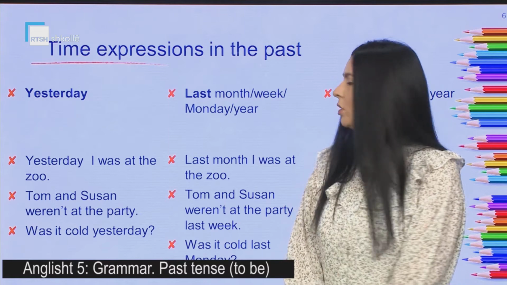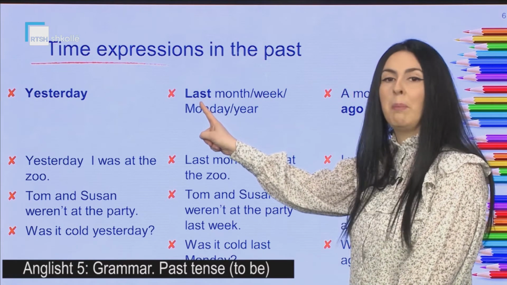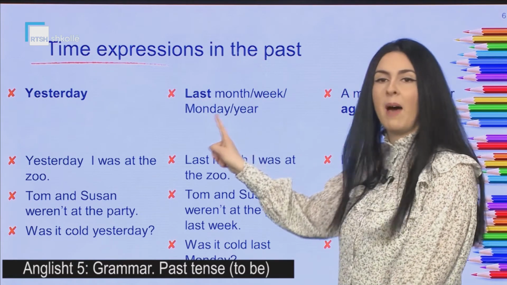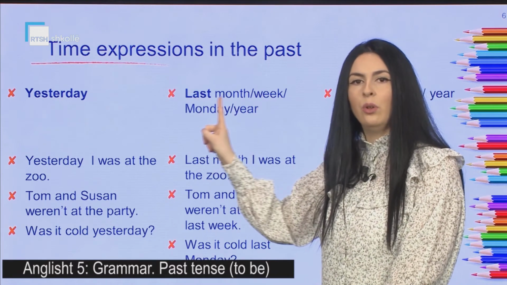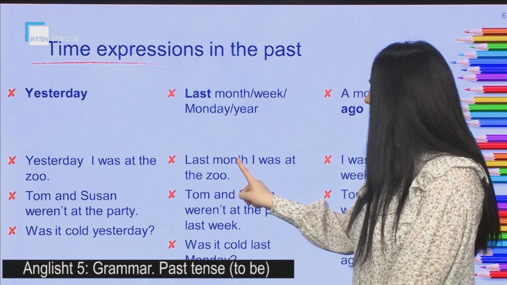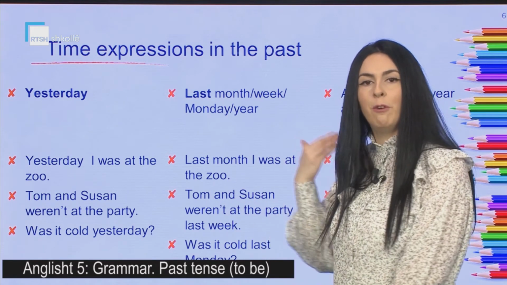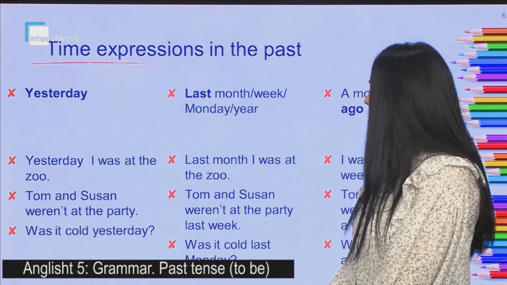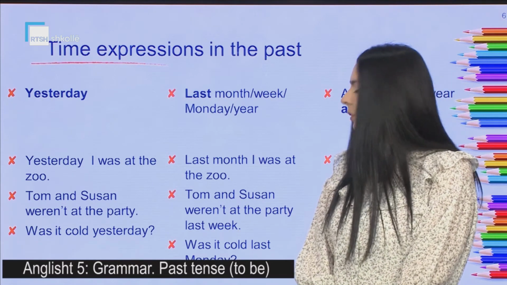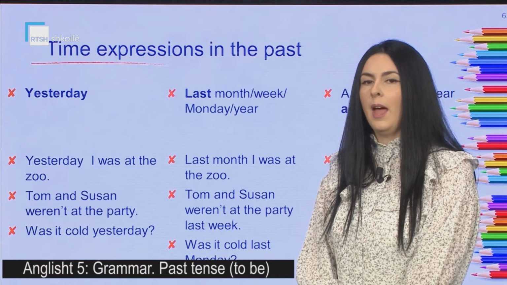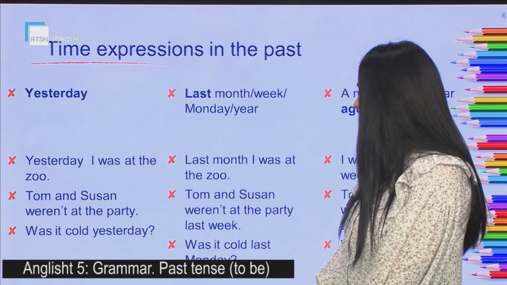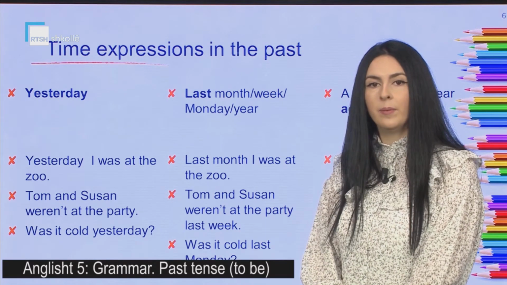Another time expression is last plus month, week, Monday or year. So you can add a noun. Last month I was at the zoo. So it is a further past. Tom and Susan weren't at the party last week. And the last sentence, was it cold last Monday?